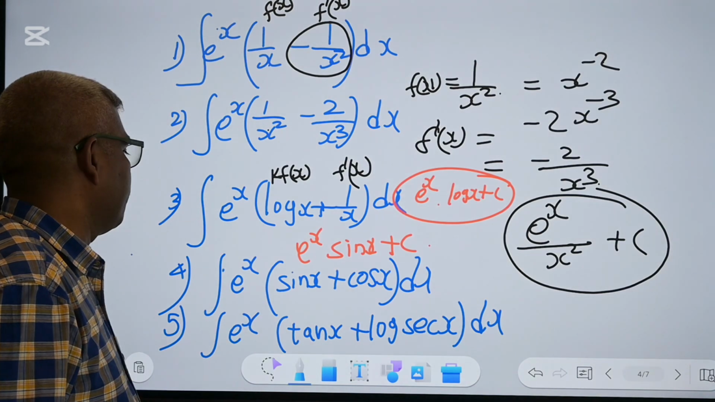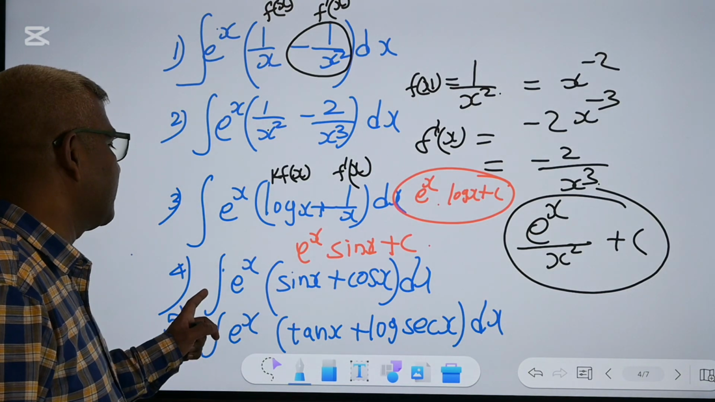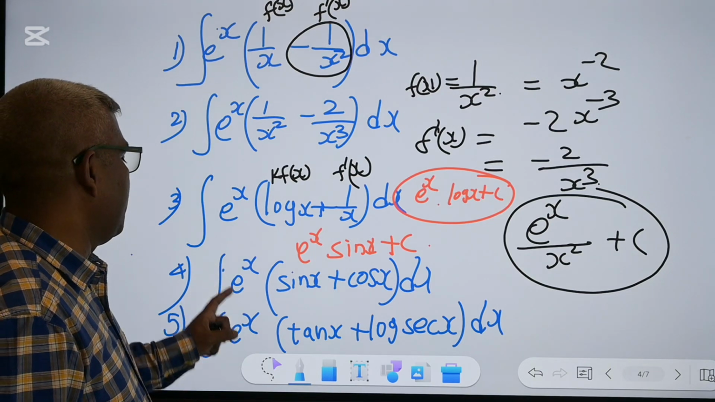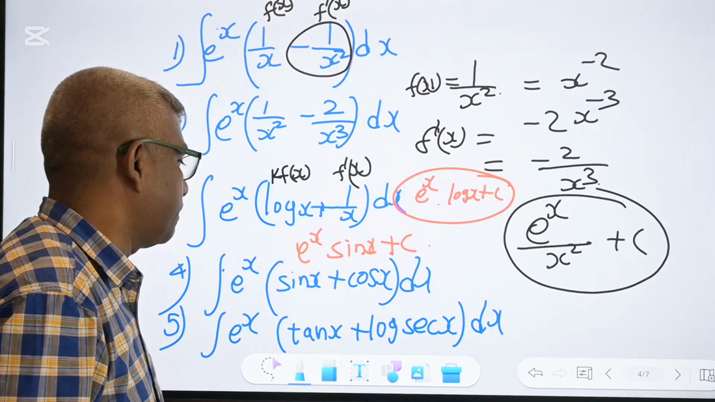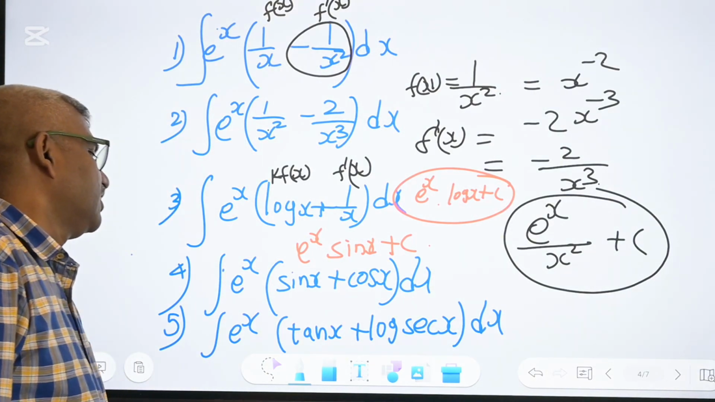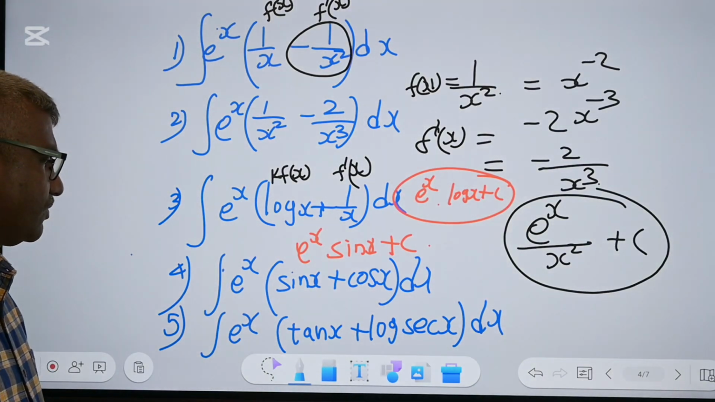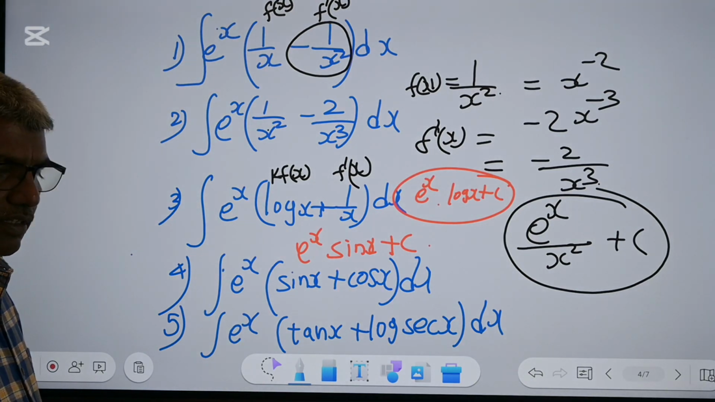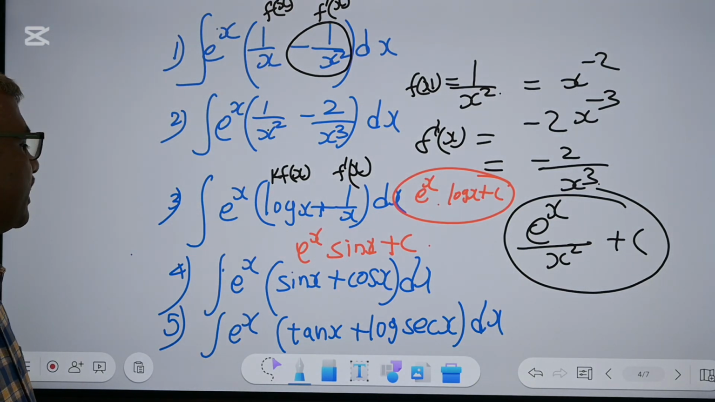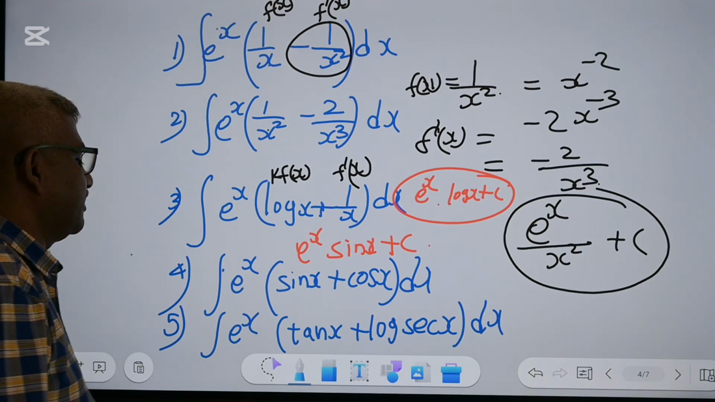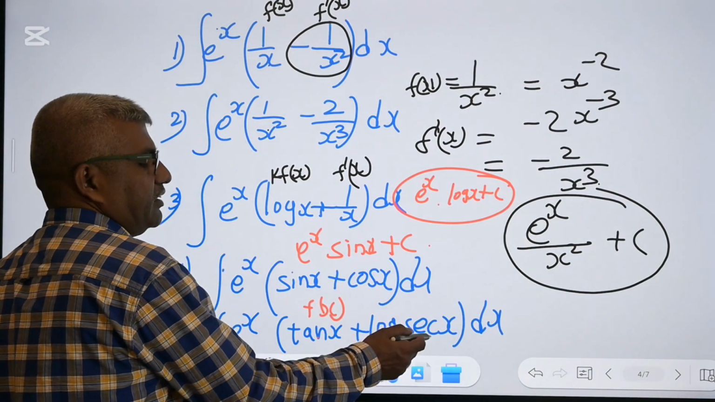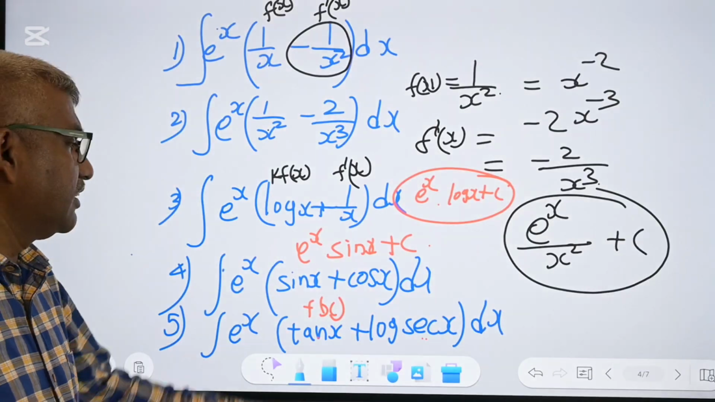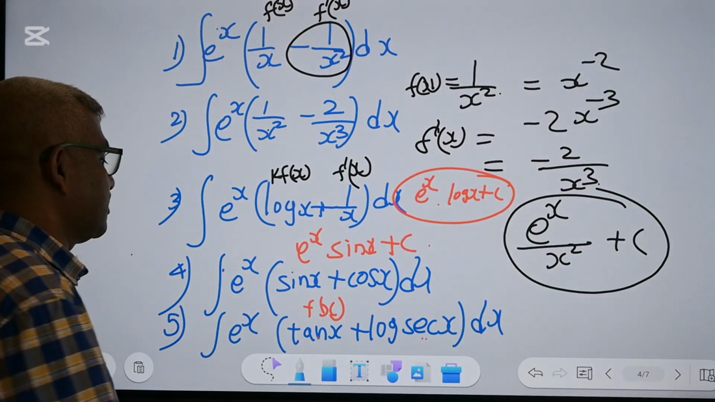Question number 5. Integration of e power x bracket tan x plus log secant x close the bracket dx. So how to do this one? Which is f of x? Suppose you consider f of x as tan x, if you differentiate you get secant square x, it is not that. So this is not f of x.